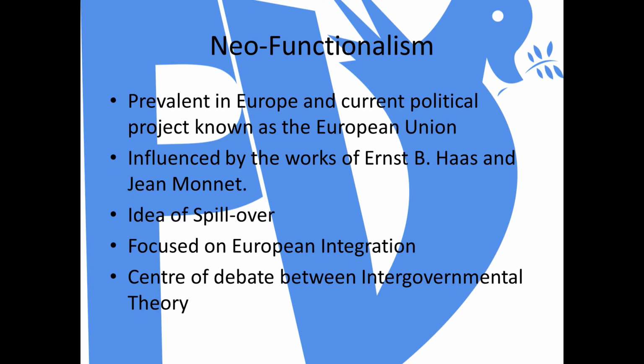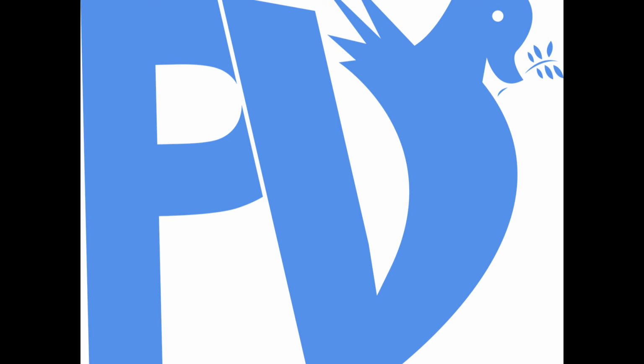So lastly, to mention for functionalism is the presence of neo-functionalism. This is a European construct. It's prevalent currently in Europe, and it's a political project that's known as the European Union. It is influenced by the works of Ernst B. Haas and Jean Monnet, and this covers the idea of spillover. It's entirely focused on European integration, and it's at the center of debate with the intergovernmental approach as well. But that's just something for you guys to know. We're not going to go down that rabbit hole today. So that's functionalism in a nutshell.